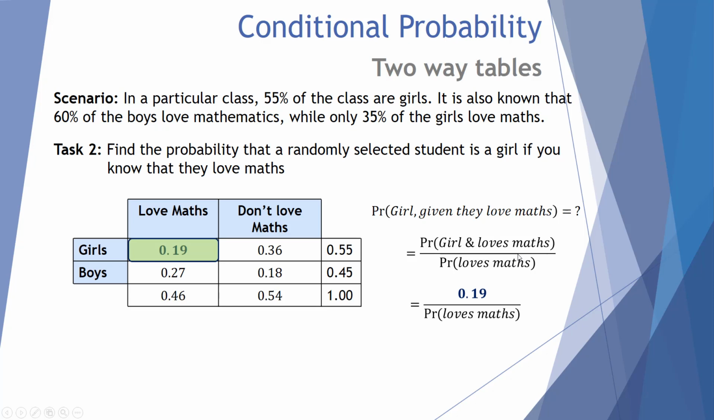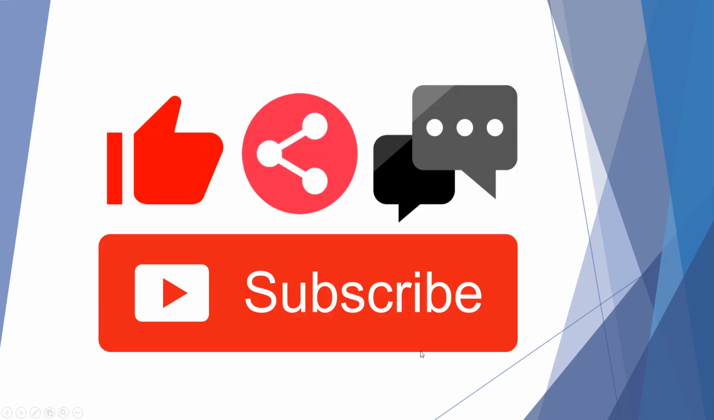So first of all, girls that love maths is 19% or 0.19. And the probability of all students that love maths is 46%, or 0.46. So when I divide those two through, we find that the probability of selecting a girl from the class, given that they love mathematics, which is a conditional probability, is 0.41 to 2 decimal places, or 41%.